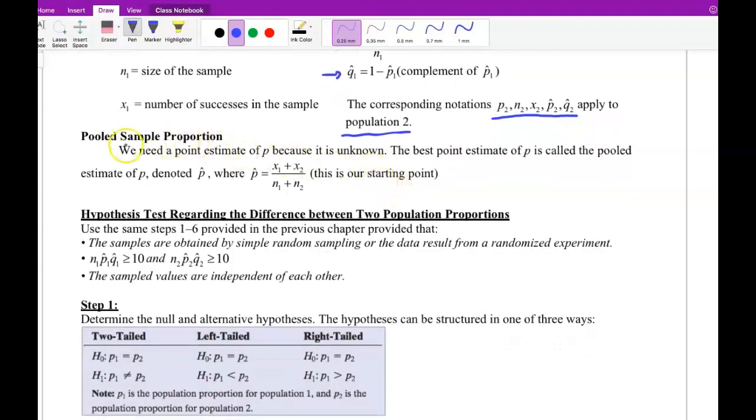Okay, then here on this part we have the pooled sample proportion. So we need to find a point estimate of P because it is unknown. We don't have any information about it. So the best point estimate of P is called the pooled estimate of P, again shown with P hat. The only difference here is that this is based on two populations. Before we had P hat equal to X divided by N, which was only for one population, but here since we have two populations, on top we have the sum of X's divided by the sum of N's.